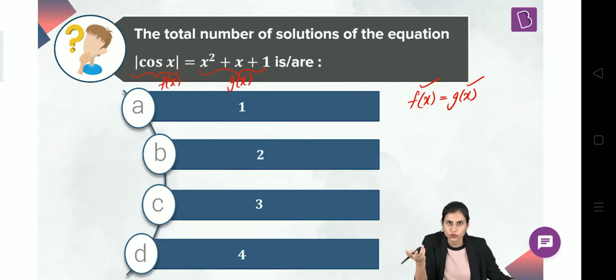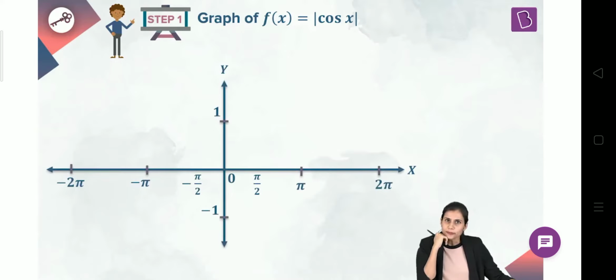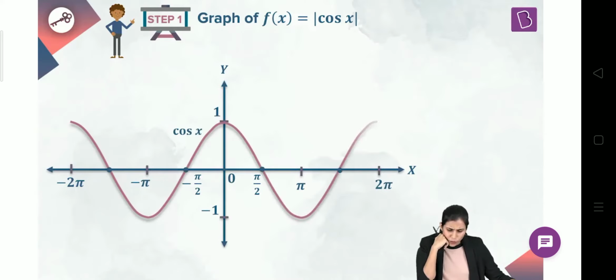So that is what we're going to do. We're going to plot the graph of both mod of cos x as well as x square plus x plus 1 in the same Cartesian plane and find out the number of points of intersection of both the graphs. Let's begin. First of all, I am going to plot the graph of cos x, okay? Don't forget, I want the graph of mod cos x.